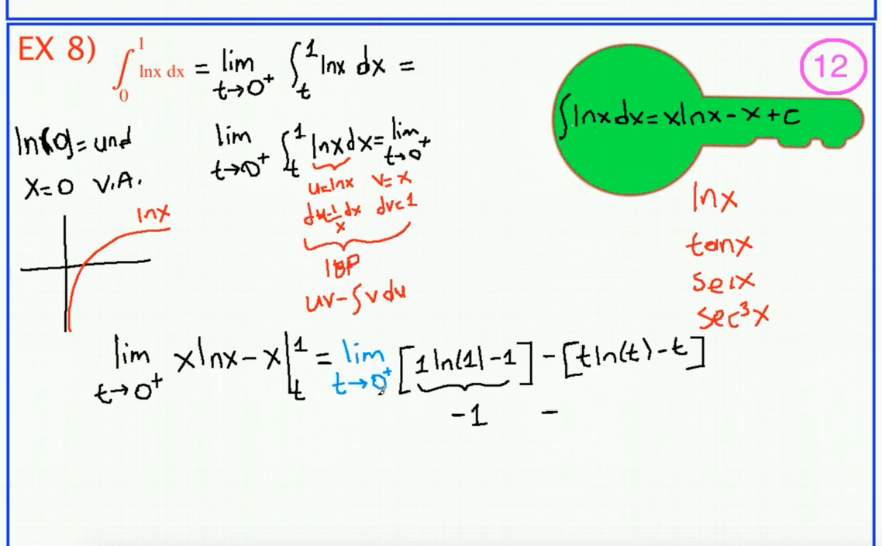If we do direct substitution, it's going to be 0 times ln of 0 approaching from the right side, minus 0. Again, if you look at the ln function, if you approach 0 from the right side, it's going to be negative infinity. And we have 0 here. 0 times negative infinity minus 0. So this is an indeterminate form. 0 times negative infinity is one of the indeterminate forms. So we need to remove this situation.